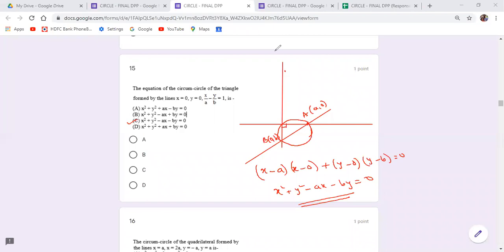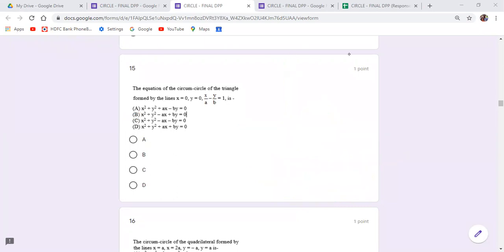Here in the DPP, B is given. What is the answer given to you? Here it is minus b, so it becomes plus b. So the answer will be B. Correct, you are correct. The answer is B, because the y-intercept is negative, so it becomes plus b. Fine. Now tell me the next one.